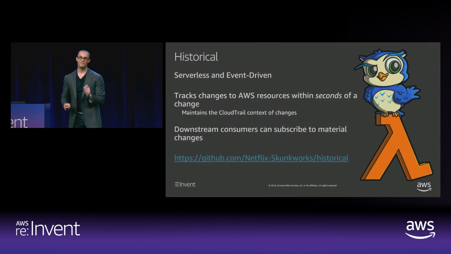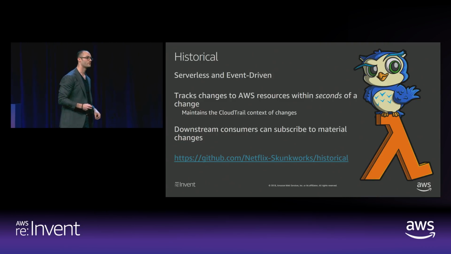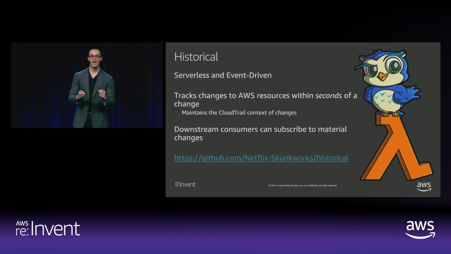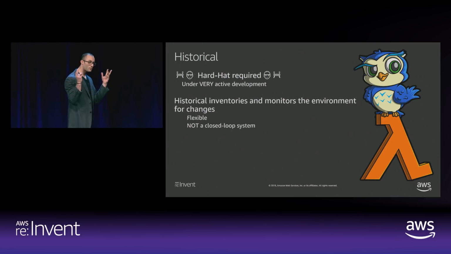Historical is a serverless, event-driven application that tracks changes to your AWS resources within seconds of a change, and it maintains the CloudTrail context of that change. What's really powerful about Historical is that it enables downstream consumers to respond to those changes with full context so they can make intelligent decisions. We're developing Historical open source. It is available today on our Skunkworks repository. And the reason why it's a Skunkworks project is because it is in very active development. There is a lot of work we still need to do for it. We've made some really great changes to the infrastructure, and we're very happy with where it's moving.